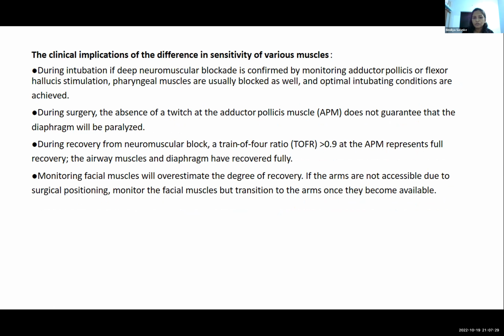During recovery of neuromuscular blockade, if the TOF ratio is more than 0.9, then it shows adequate recovery of the diaphragm and the airway muscles. So monitoring the facial muscle will overestimate the degree of recovery. So whenever possible, if the hands are tucked at the side, we use the facial nerve and the facial muscle is monitored, but whenever the arm is out, we should monitor the arm for the final result.